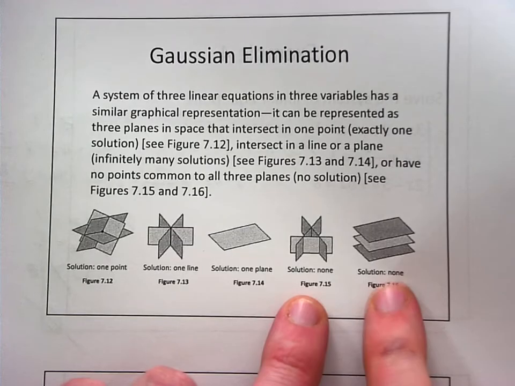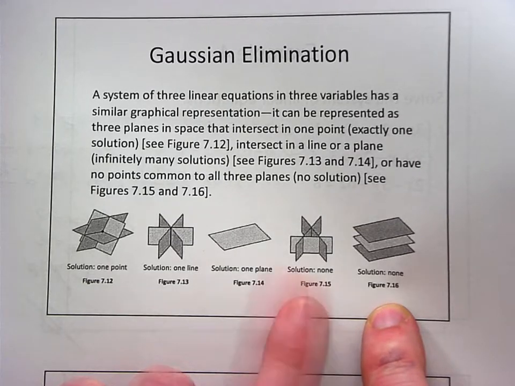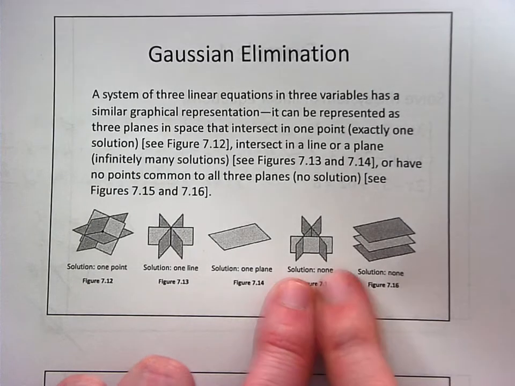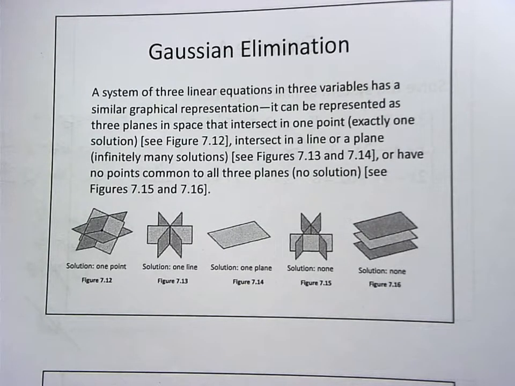Notice we have 2 different versions of no solution here. Either you can have all 3 that are parallel to each other, but don't go through the same points, or you can have where they kind of have intersections going on, but they don't have any combined ones. If you think about the floor, the ceiling, and the front wall, those don't have any points of intersection that are common to all 3. The wall and the ceiling meet in a line, the floor and the wall meet in a line, but nowhere do all 3 of them meet.